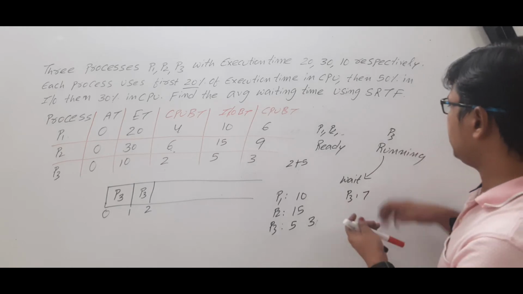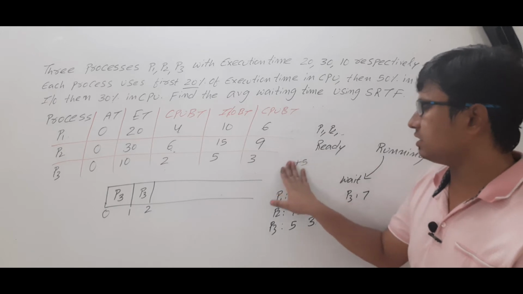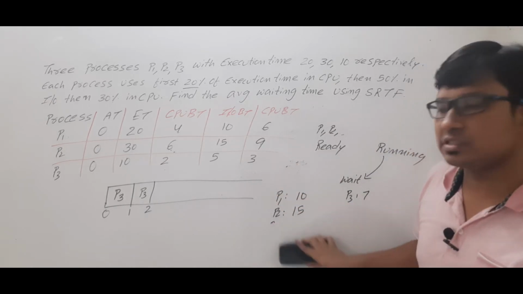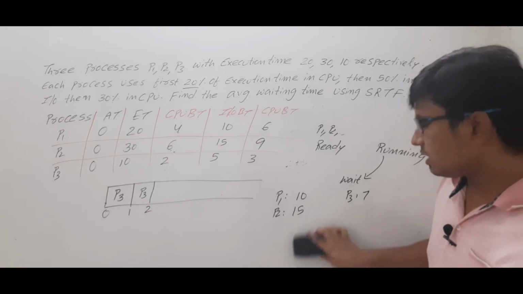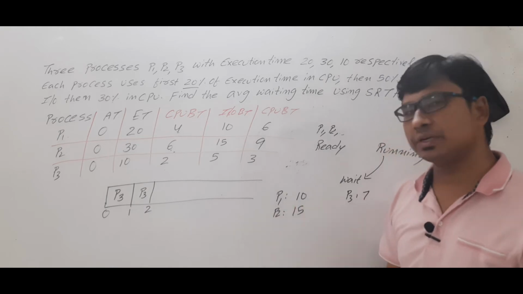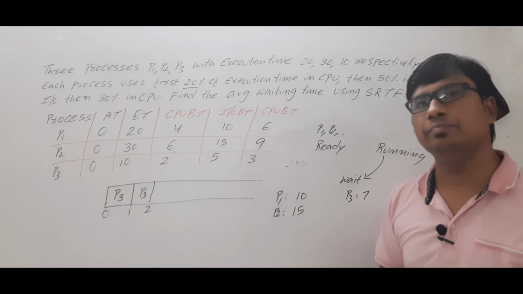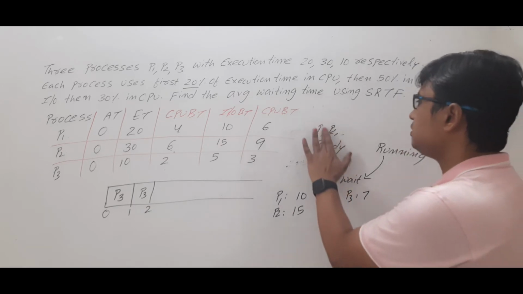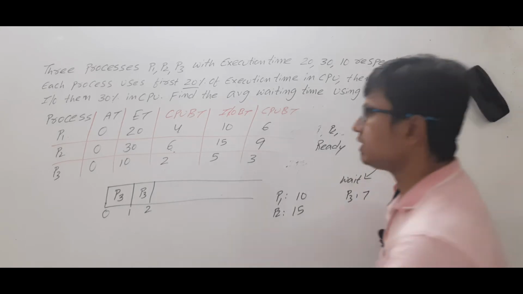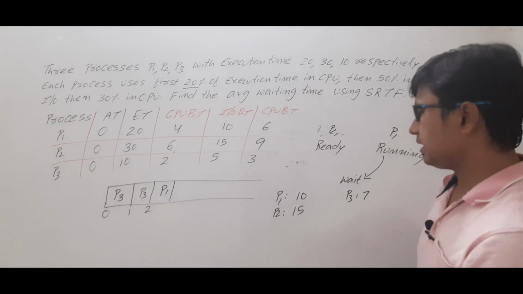So if process P3 went to the wait state, process P1 and P2 are there in the ready state. Now among P1 and P2, one process has to go to the running state. Now which one has to go? Based on the burst time. Process P1 burst time is 10, process P2 is 15. So which one has the less burst time? Process P1. So process P1 will be scheduled to the running state. Okay, so process P1 will be dispatched to the running state.